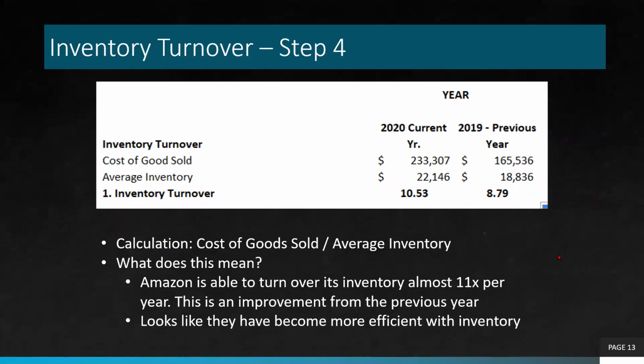Then when all is said and done, I take the cost of goods sold, divide that by the average inventory, and these are the numbers I come up with. So what does this mean? This is telling me that Amazon is able to turn over its inventory almost 11 times a year. And the previous year was almost 9 times a year, so this is a little bit quicker, wouldn't you say? So it's improving, and it looks like they've become a little more efficient with turning over their inventory.